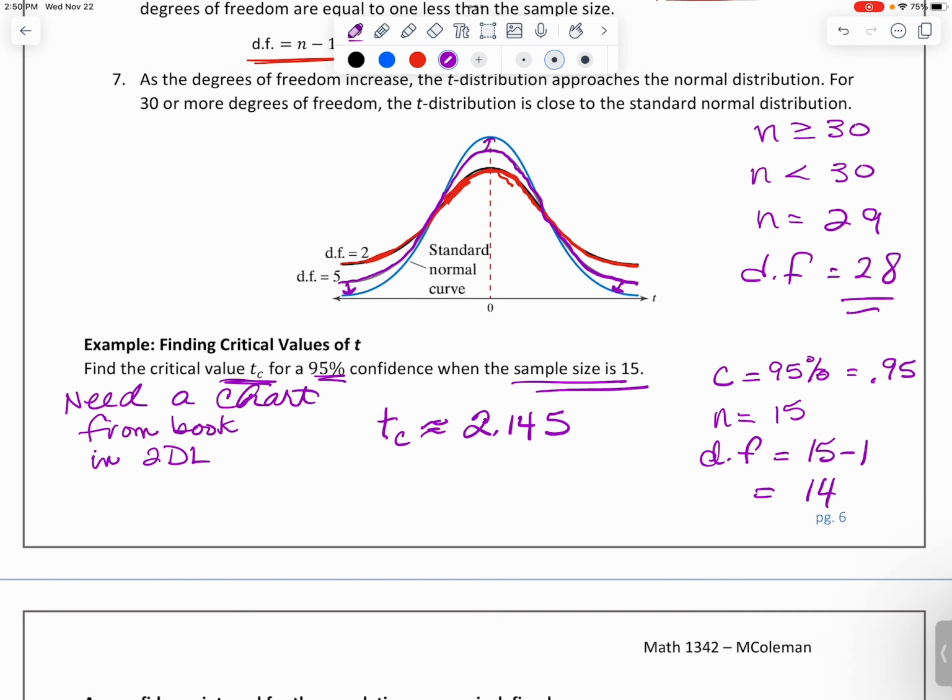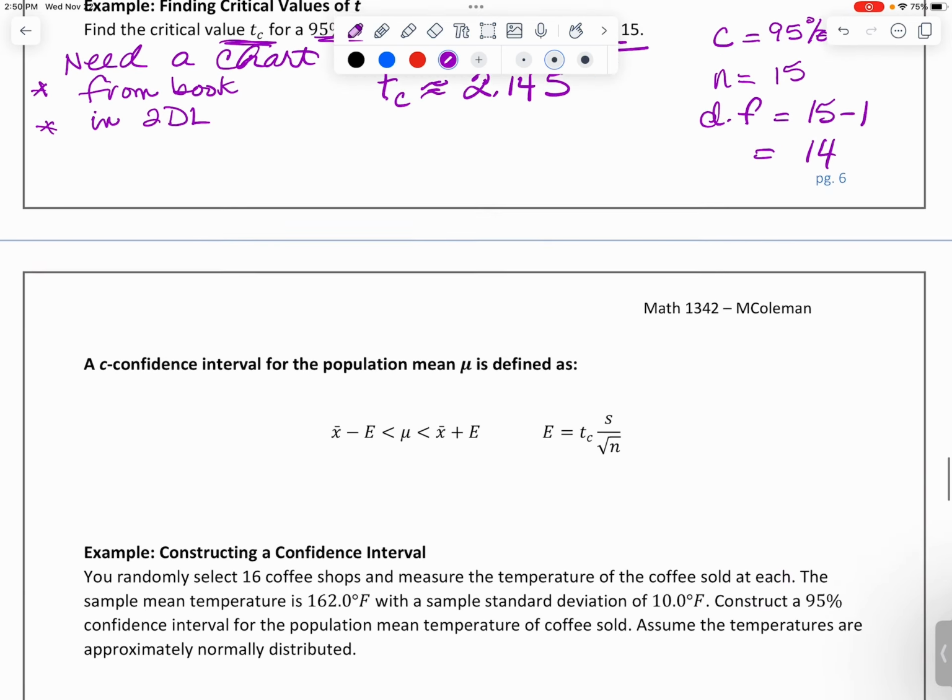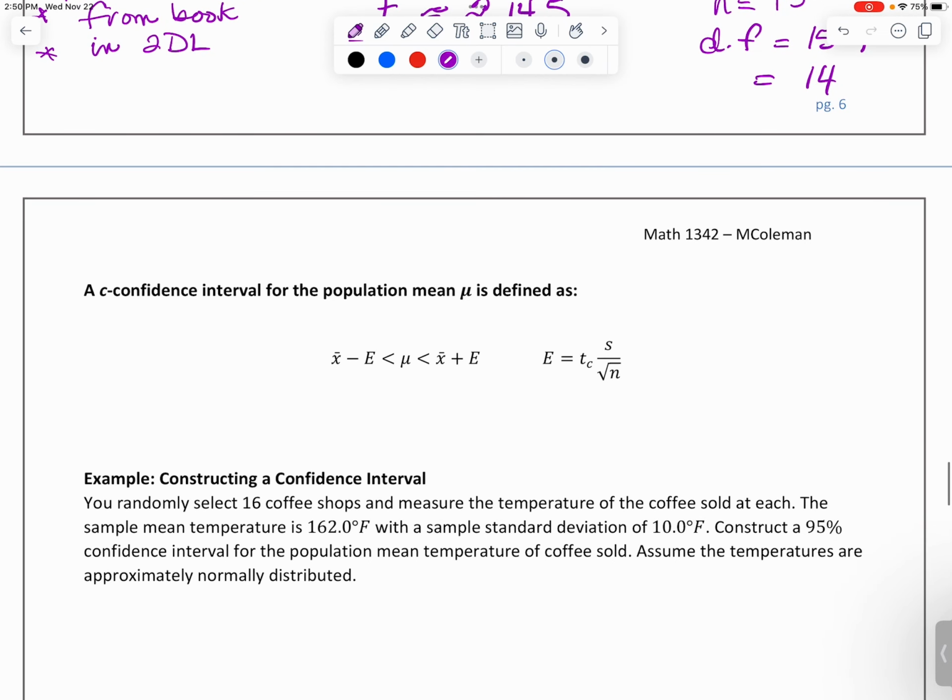So again, look at your chart. There is one in your book if you have a copy of your textbook. If not, there's one in D2L. Once you find that critical value, then we're going to find E, very much like we found E before, so that we can build this confidence interval.